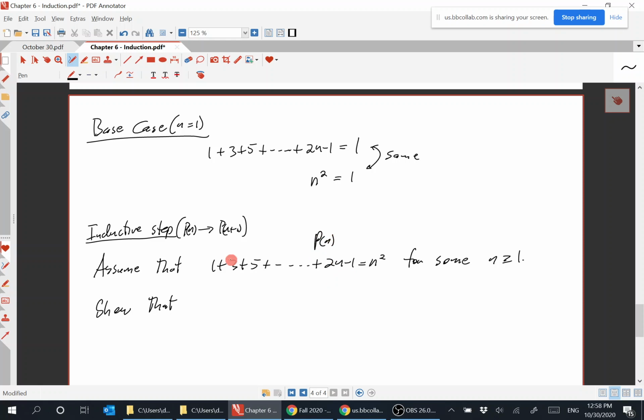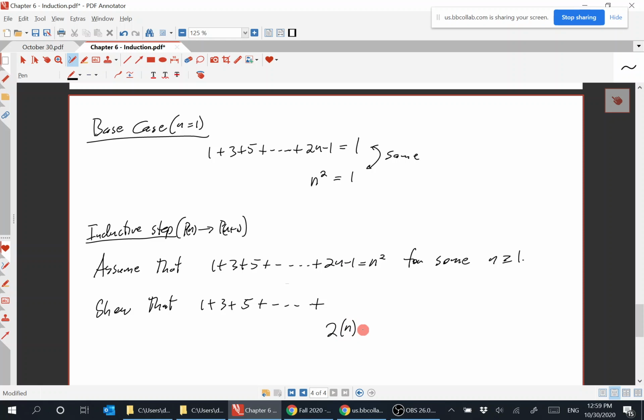So this is Pn. This thing right here, that's a function. It's a logical function. It's a function from the integers to the set true, false. So what does that function look like when n is replaced by n plus 1? Well, it's the sum of the odd numbers, 1, 3, 5, up to, and what's this, when n is replaced with n plus 1? What's the next number in the stack? 2n? Right, we're replacing n with n plus 1.